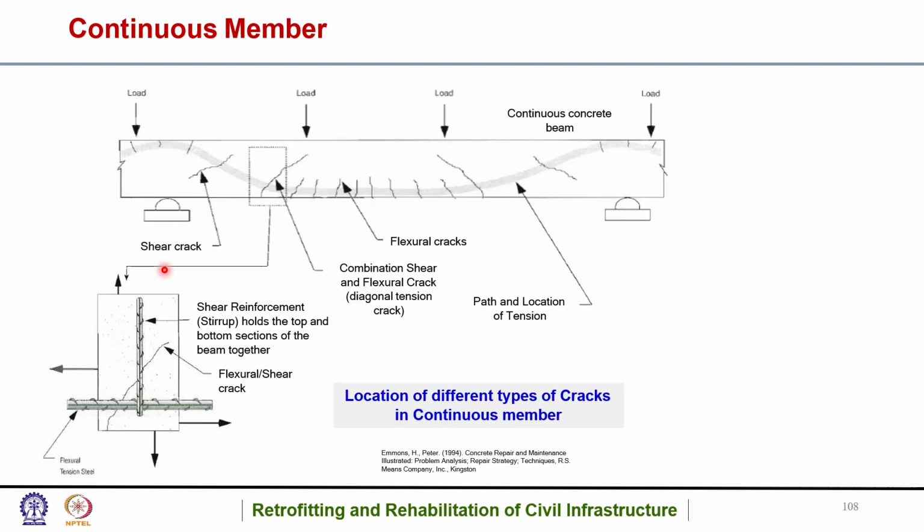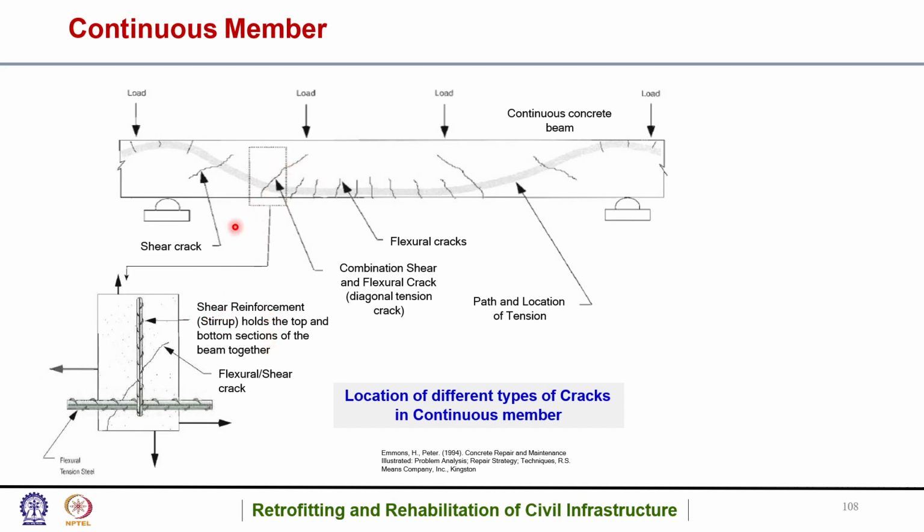This is in the case of a continuous member. So this is a pictorial representation of the various types of cracks occurring. In between, as I told you, the flexural cracks occur, which are the tensile cracks, and near the support the shear cracks occur, which are also called diagonal cracks. In between, we have intermediate cracks, which are a combination of both flexure and shear. So it is a combination of diagonal as well as tensile cracks, or diagonal flexural cracks. It is a combination of diagonal and tension, so a diagonal tension crack, or shear plus flexural crack.